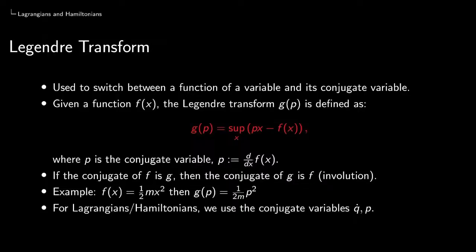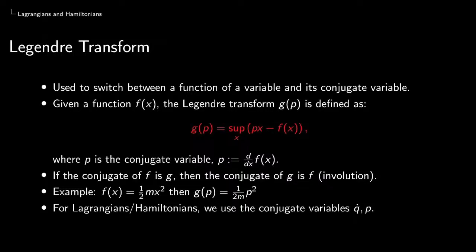And then to go from there to the Hamiltonian, you have to perform what is called a Legendre transform. It's used to switch between a function of a variable and its conjugate. Now, a conjugate variable is often defined in terms of a derivative with respect to some function f, as we see.